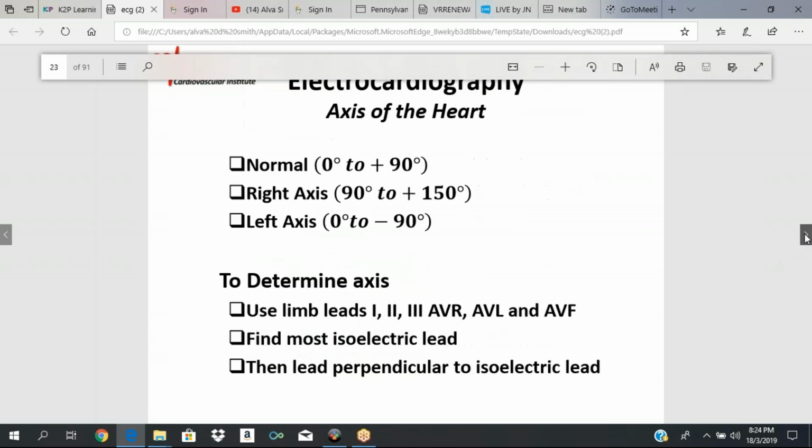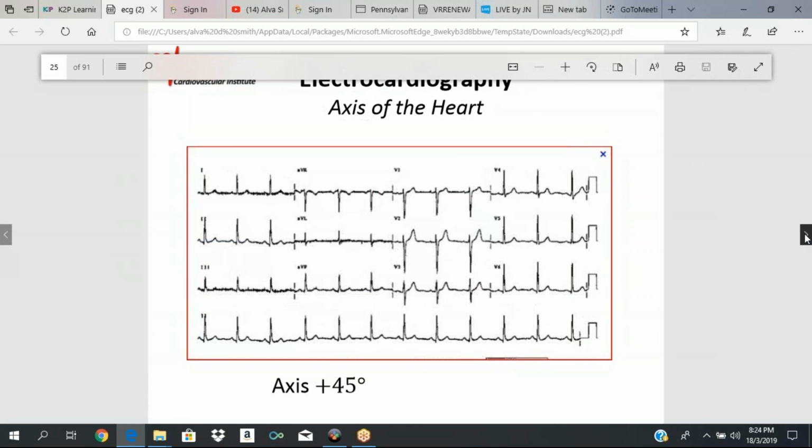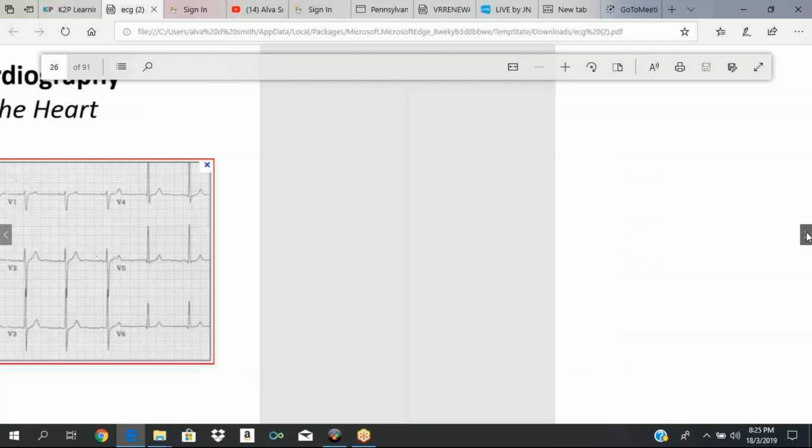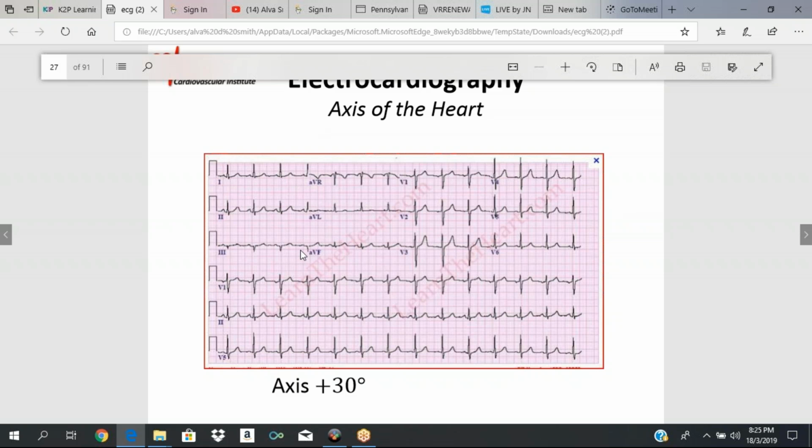So let's see what our axis turns out to be. Again, the most isoelectric is lead 1. Perpendicular to lead 1 is AVF. AVF is positive because it's above the baseline. So therefore, the axis is 90 degrees. So if you had your cheat sheet, you just look on it and quickly you can determine the axis. All right, let's do another one. Look at our limb leads. Which is the most isoelectric in our limb leads?